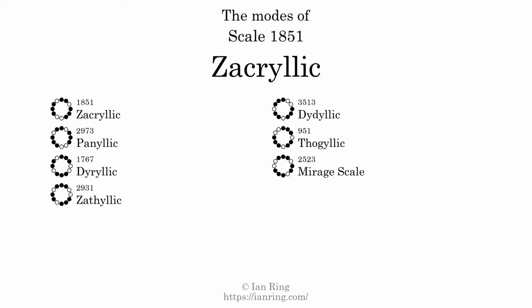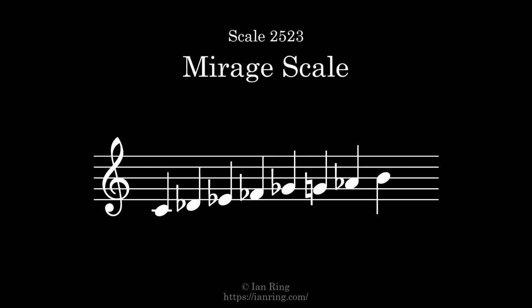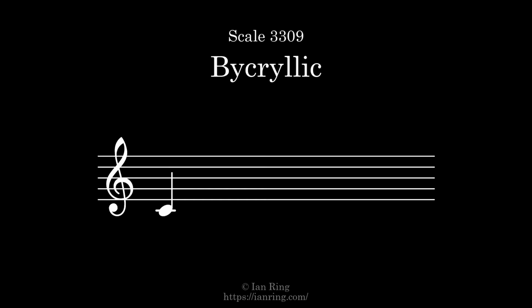The seventh mode is scale 2523, also known as mirage scale. It sounds like this. The eighth and last mode is scale 3309, also known as bicryllic. It sounds like this.